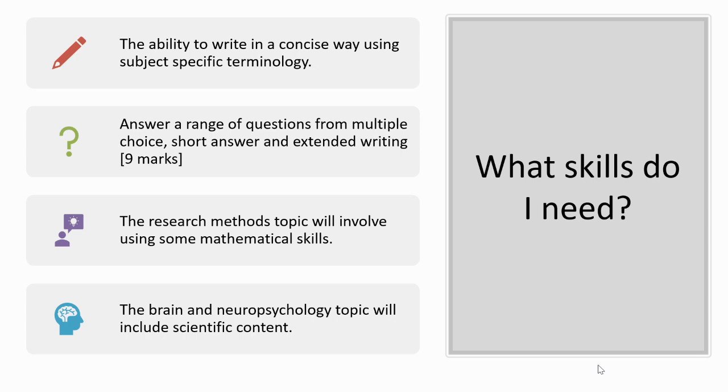Now, just to bear in mind, within research methods, we will have some use of mathematical skills. This won't be any harder than what you will be doing at GCSE. So it'll be things like mean, median, mode, graphs, those kind of skills. And then again, in the brain and neuropsychology topic, there will be some overlap with science because we are studying the brain. So there will be some scientific content within that area as well.